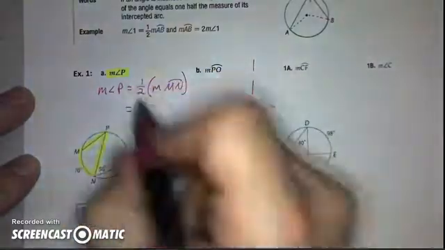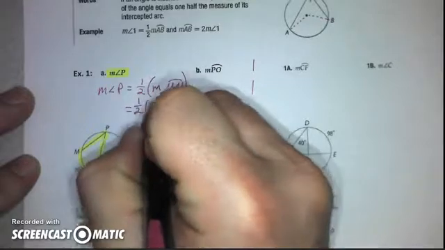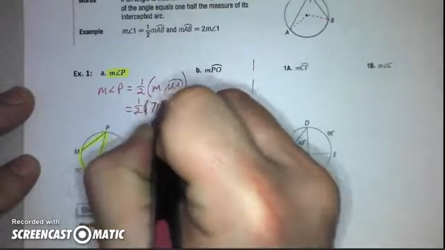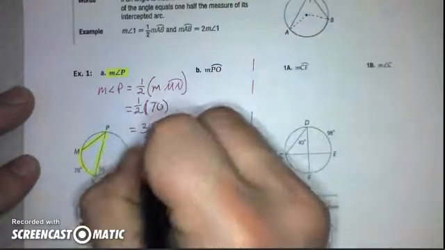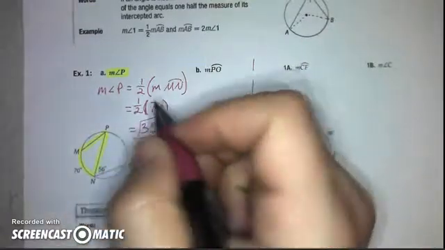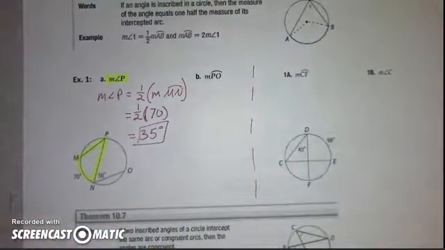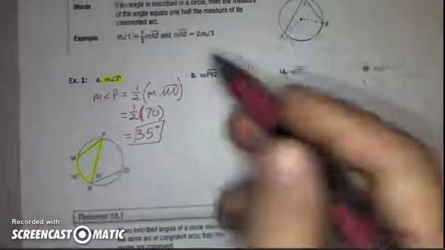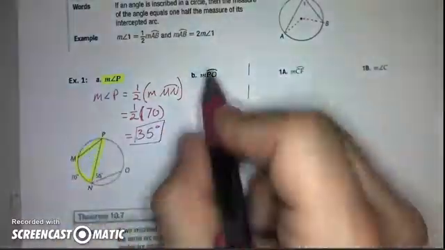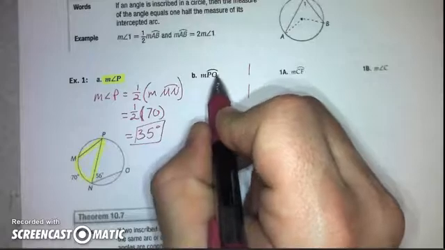You don't have to write that every time though, because it's just 1/2 of 70 degrees. 1/2 of 70 is 35 degrees. So the measure of angle P is 35 degrees. Okay? But for part B of this, they want the measure of arc PO.